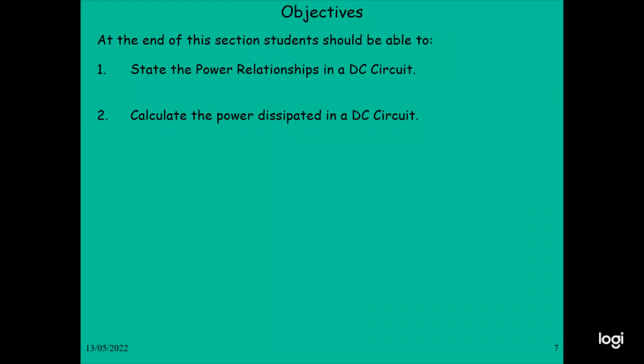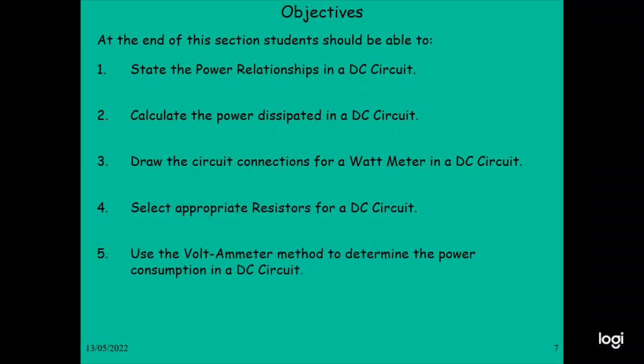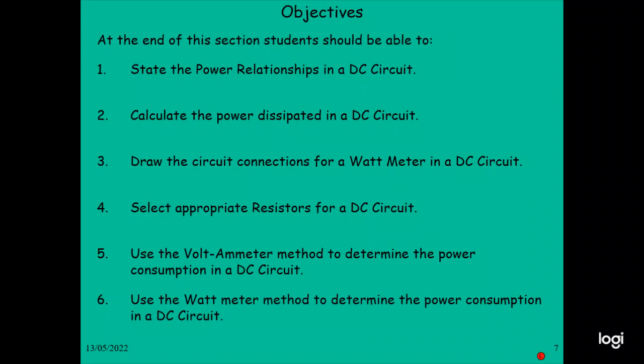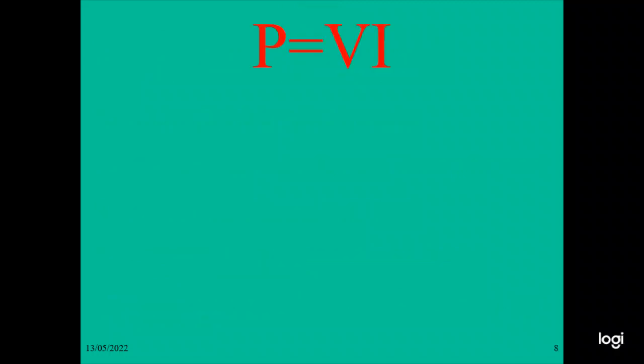At the end of this session, the student should be able to state the power relationship in a DC circuit, calculate the power distributed in a DC circuit, draw a circuit connection for the wattmeter in a DC circuit, select the appropriate resistor for a DC circuit, use a voltmeter-ammeter method to determine the power consumption in a DC circuit, and use a wattmeter method to determine the power consumption in a DC circuit.